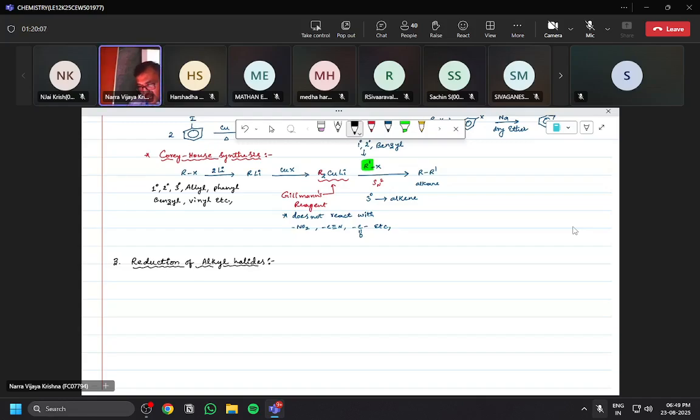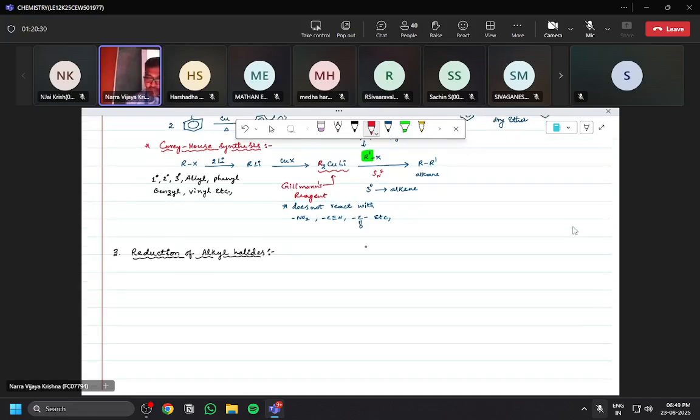There are many reagents, sir, for reducing alkyl halides. Among all reducing agents, one reducing agent is best: HI in presence of red phosphorus. Any functional group will be reduced to alkane. So no need to discuss. Response, sir. Right? So HI in presence of red phosphorus, one reducing agent.